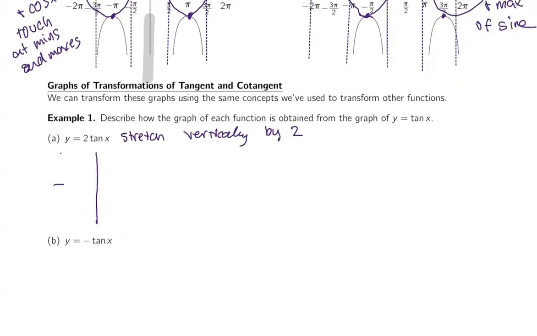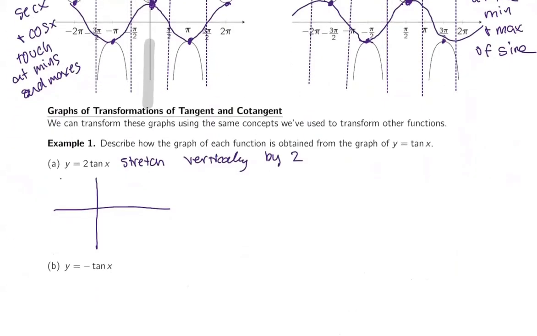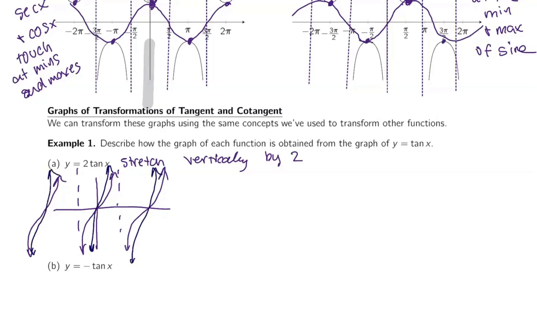If I quickly sketch what my tangent graph looks like, and I remember that it goes through here and then repeats a couple of times. This is a super rough sketch, but this is all we need. If I stretch this vertically by 2, that means all my y values are going to get twice as big. So instead of going like this, we're going to go more like that, and like that, and more like that. It's not perfect, but this is a decent idea. My y values are getting twice as big. So we took our original tangent graph and stretched it vertically by 2.